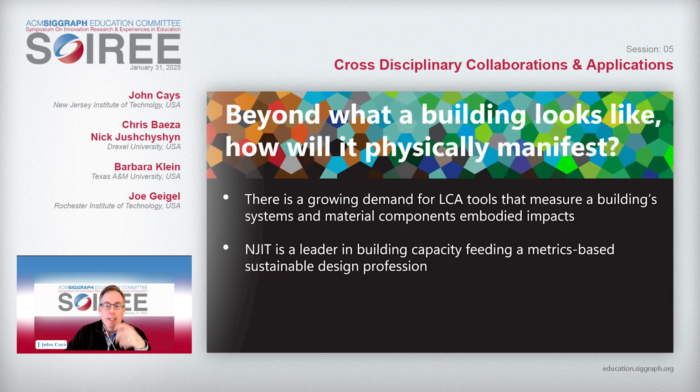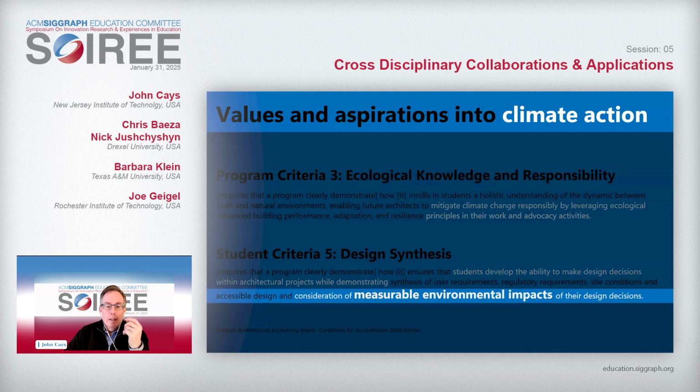To help meet this demand, NJIT focuses on how to quantify and compare each design decision's measurable and embodied environmental impacts as required by our National Accreditation Board. So we put environmental stewardship values into practice in every required advanced architecture studio and synthesis seminar that we teach at the upper level. We ensure that every student who graduates can use life cycle assessment to consider the measurable environmental impacts of their design decisions in a particular architectural project.